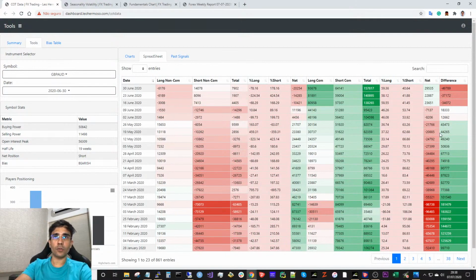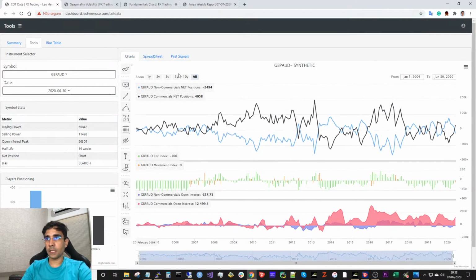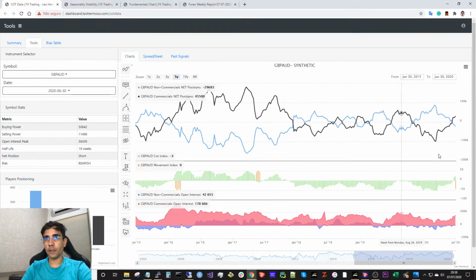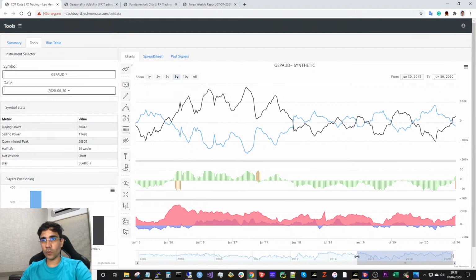Now we are going to look at the other side. We see a huge change in the last 6 weeks, a huge change in the net positions of the big speculators. And this is what I'm talking about right here. Let me zoom in more.